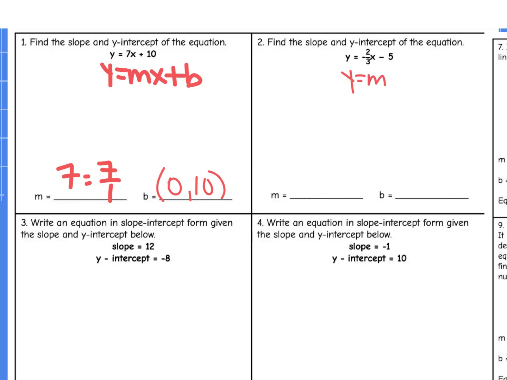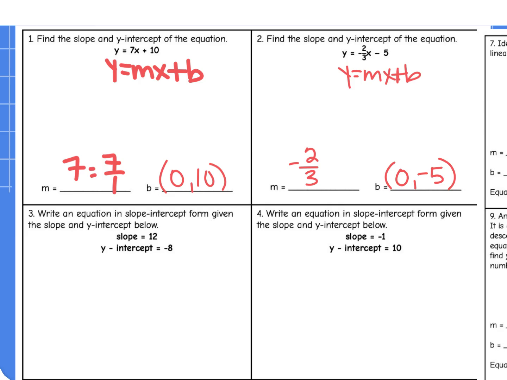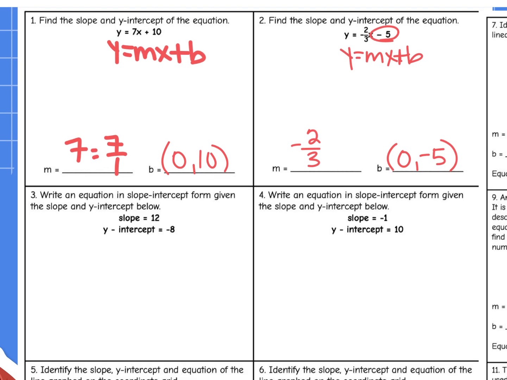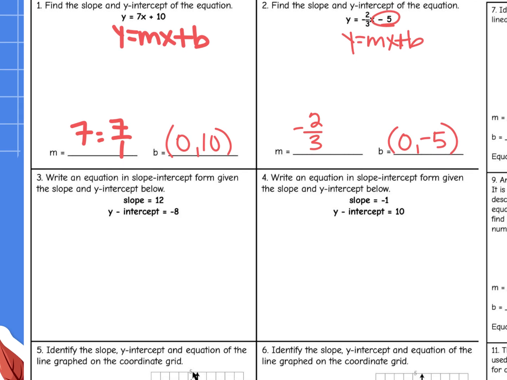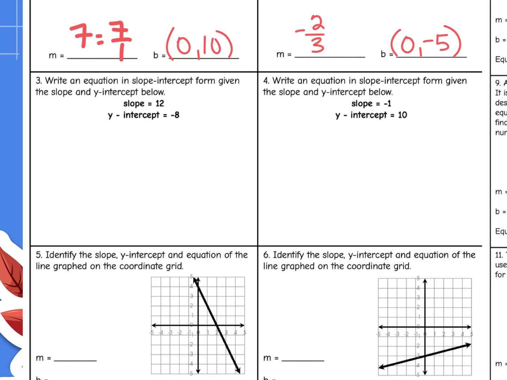y equals mx plus b. If it helps you to write the pattern, then by all means do that. So our slope here is a negative 2/3, and our b on this one is a negative 5. Remember, the sign in front of the number goes with it. And when we write the slope, it's only the number in front of x. It is not going to have the x.